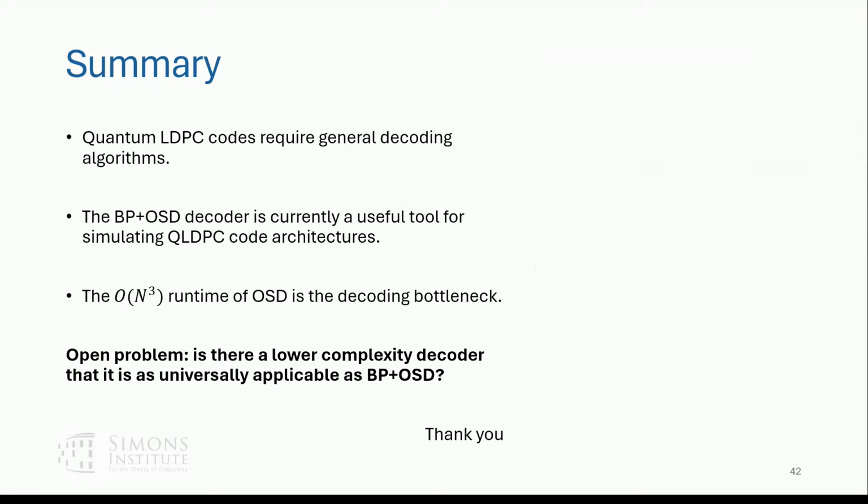Okay, and that's the end of my talk. So to summarize, quantum LDPC codes require general decoders that go beyond union find and minimum weight perfect matching. BPOSD works reasonably well and gives us nice decoding plots for papers in our early simulations of these quantum LDPC code protocols. However, because of the cubic complexity of the post-processing, it's unlikely they will actually be practical when we're building real quantum computers based on LDPC code architectures. So the open problem is, can we improve upon OSD?